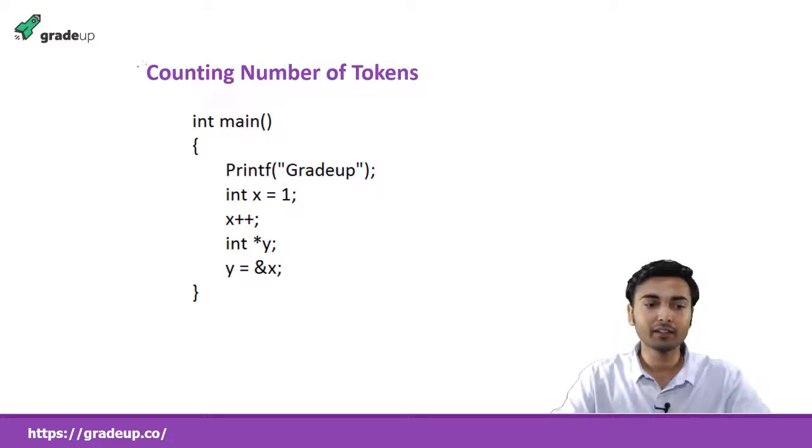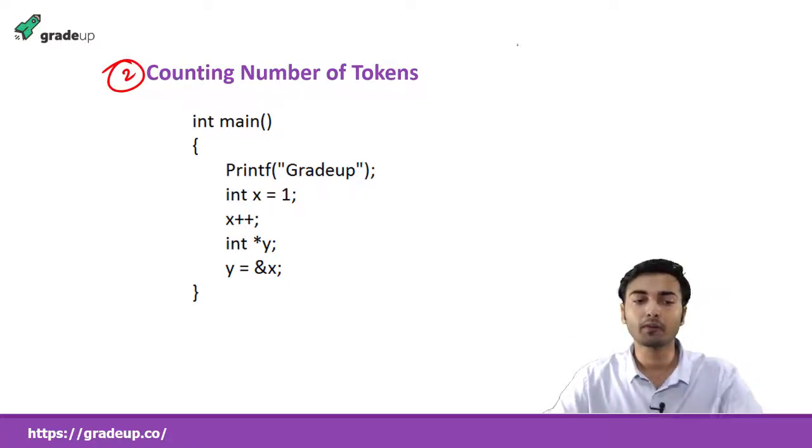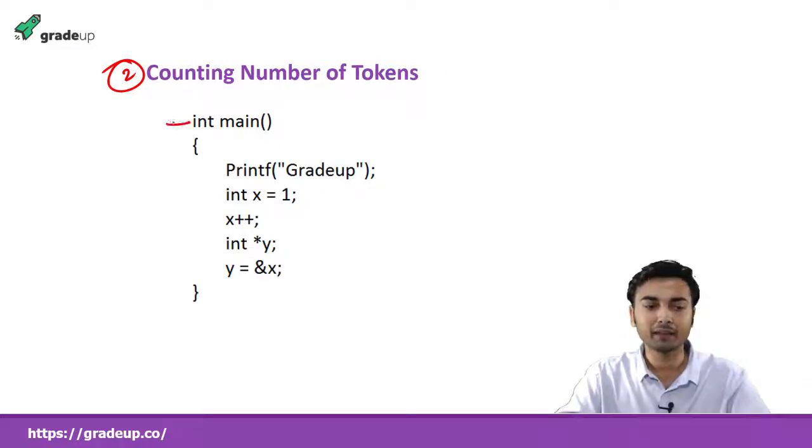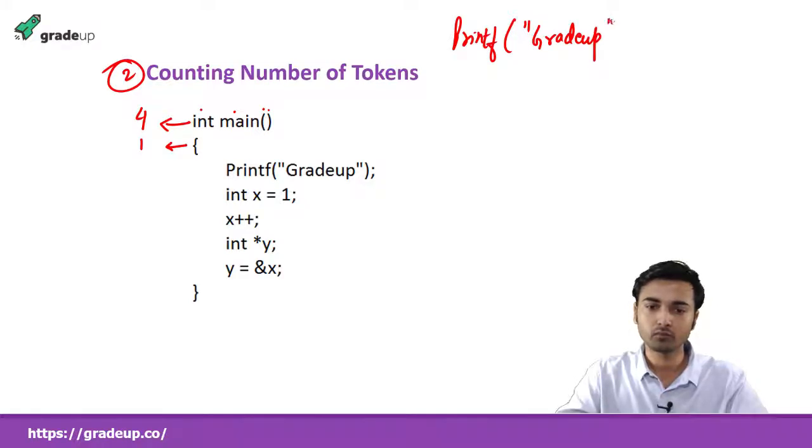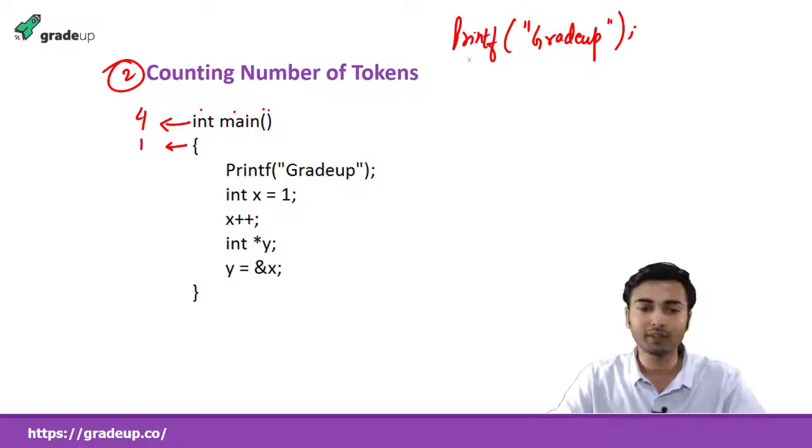Now, can you try the same for the second example? Count the number of tokens. Again, I have given some code. Go line by line. 1, 2, 3 and 4. So 4 tokens here. This is a single token, 1. Now this is important. See here, printf, "grade up" and close. Now count the tokens. Printf is a single token. It is a keyword. This is a single token, 2.